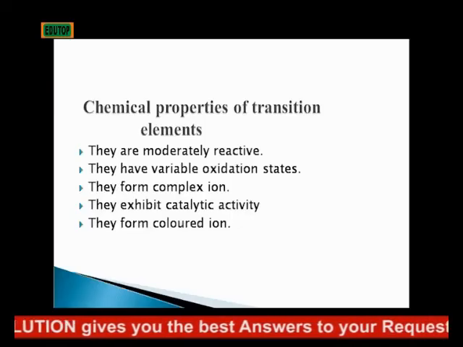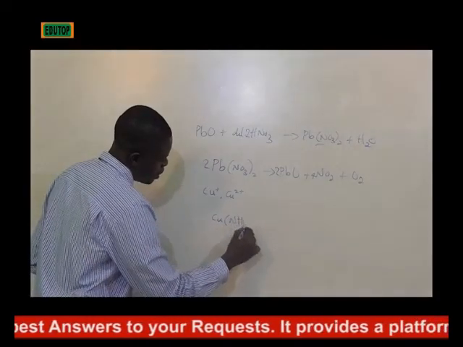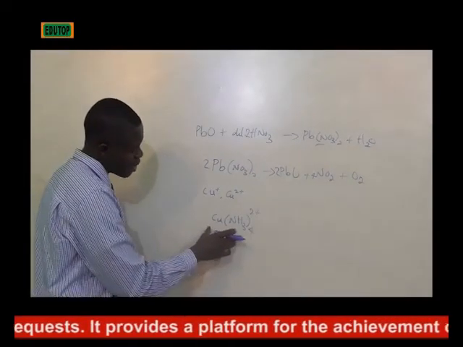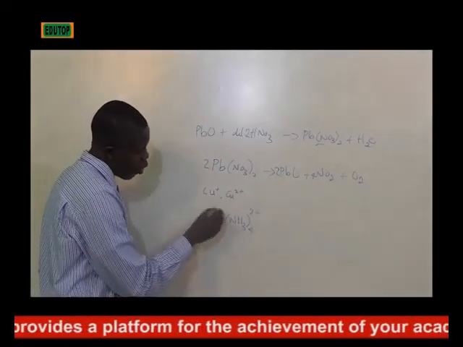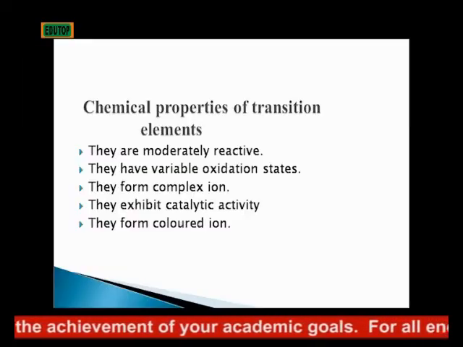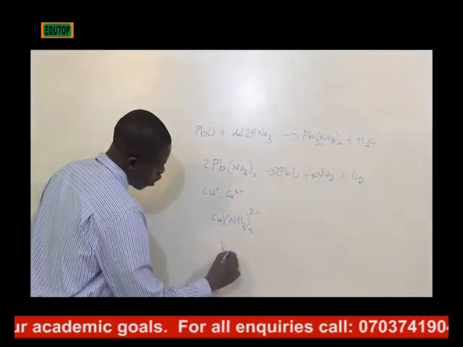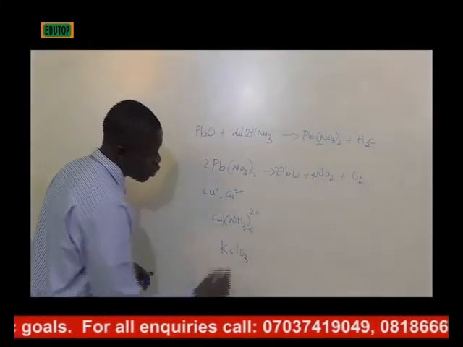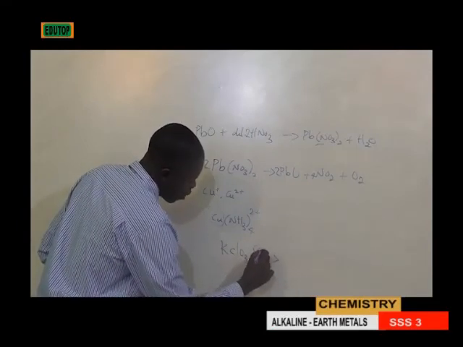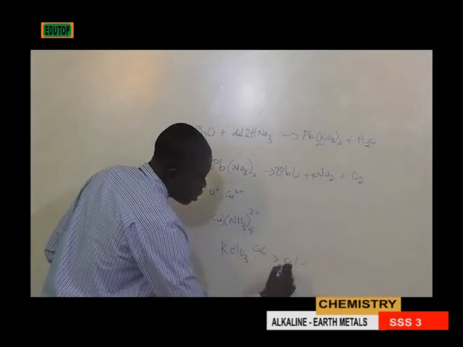3. They form complex ions. A complex ion of copper is simply this 2+. This is a complex ion. So the metal that is in interplay here is copper, which is also a transition metal. 4. They exhibit catalytic activity, just like in the case of potassium trioxochlorate 5 salt, which requires copper oxide as a catalyst to give the corresponding potassium chloride.